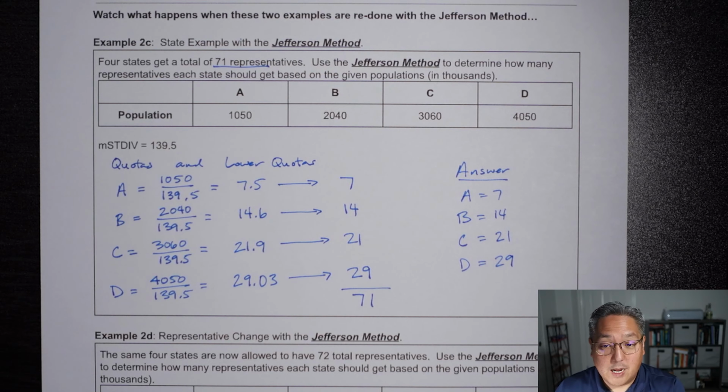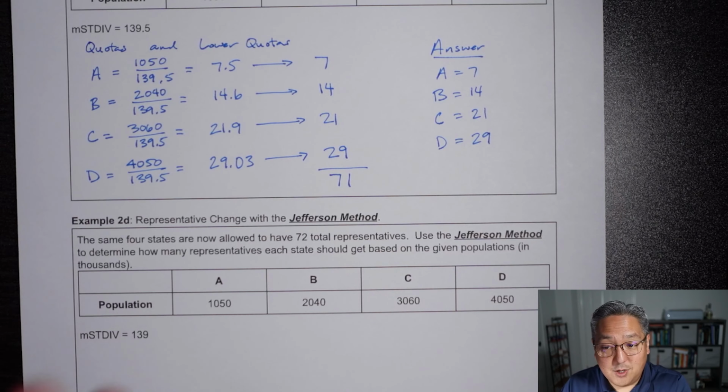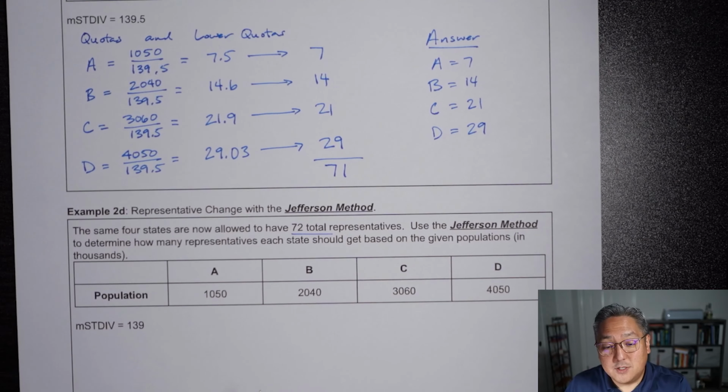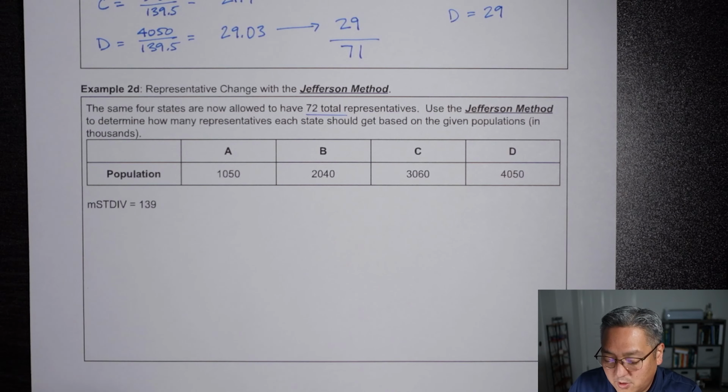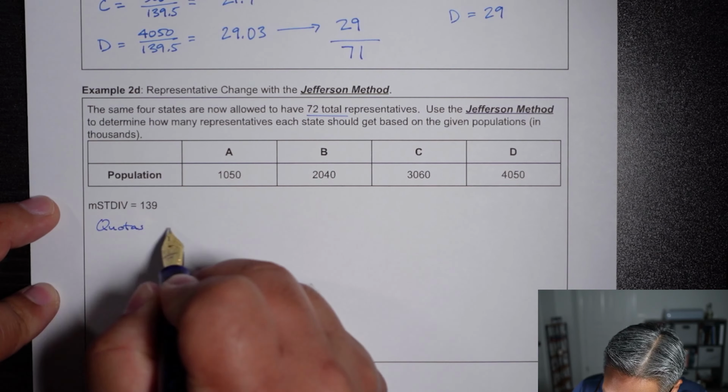Let's take a look at what happens next when we increase the representatives and use the Jefferson method. So we're increasing our representative total to 72. We're going to run through our quotas and lower quotas with our modified divisor of 139 and see what happens.